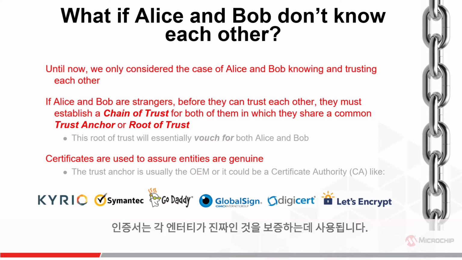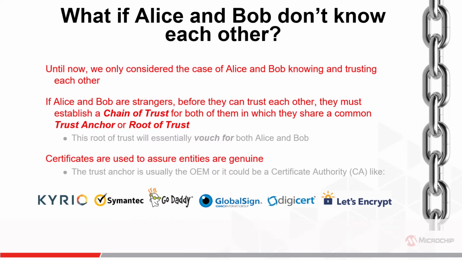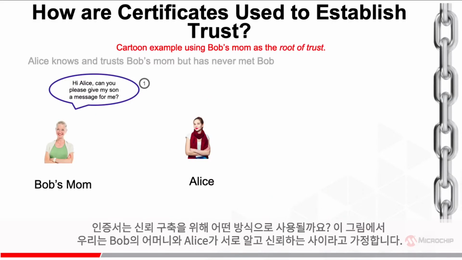This root of trust will essentially vouch for Alice to Bob and vouch for Bob to Alice. Certificates are used to assure entities are genuine. The trust anchor is usually the OEM, or it could be a certificate authority, a CA, like Comodo, Symantec, GoDaddy, etc. How exactly are certificates used to establish trust?